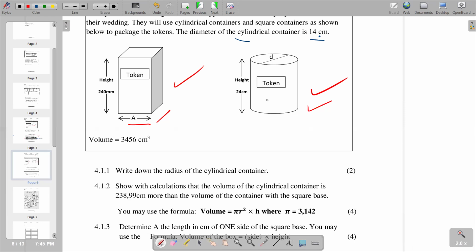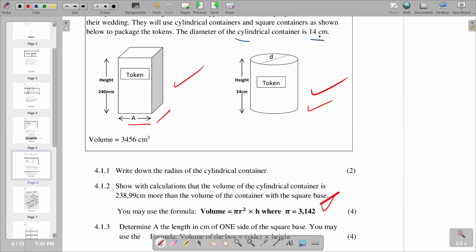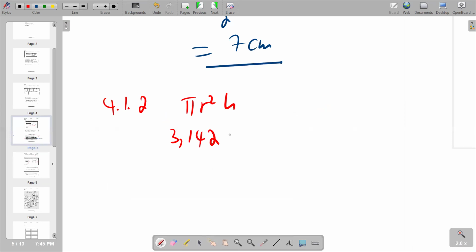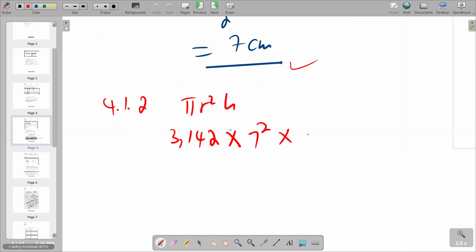So the volume of the cylindrical container we are saying is pi r squared times h. So we are saying 4.1.2. We are saying pi r squared h, where pi we are given as 3.142. So we are saying 3.142 multiplied by the radius, which we have already calculated to be 7 centimeters. So it's 7 squared. And then we multiply by the height. The height we are given is 24 centimeters here. So we multiply by 24. So this is what we have.